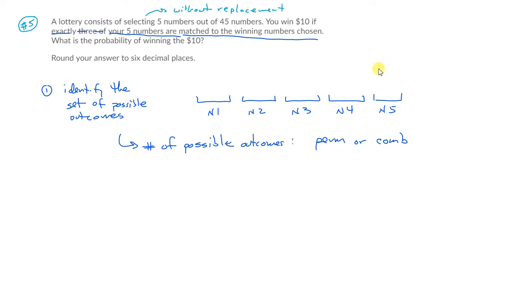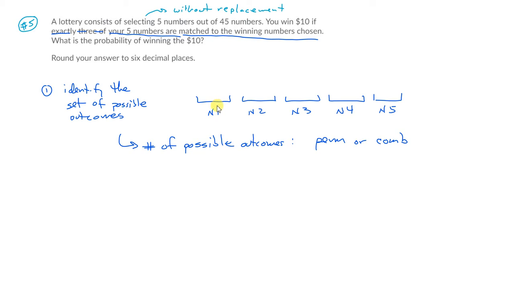Once you're not replacing, then the amount available goes down each time, and then you're dealing with permutations or combinations. The difference between permutations and combinations is that in one case the order matters, in the other case the order does not. And you have to know which one's which. Once you identify which one we need here, then you should be able to get your possible outcomes. Remember, we're selecting 5 numbers out of 45 numbers. The question is, is it combinations or permutations?